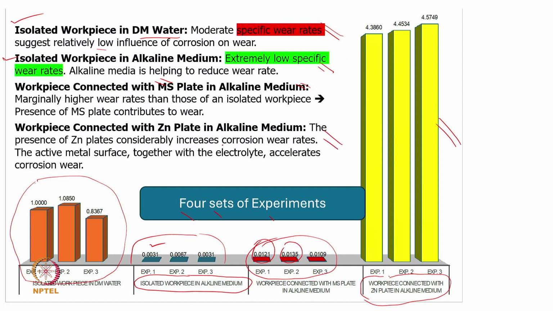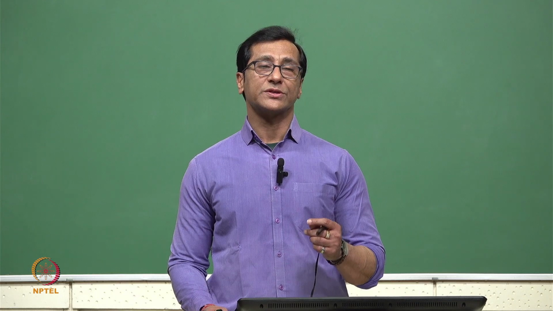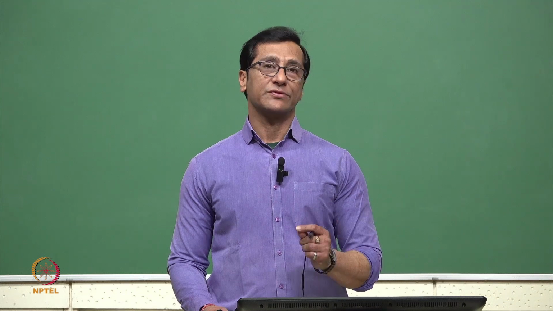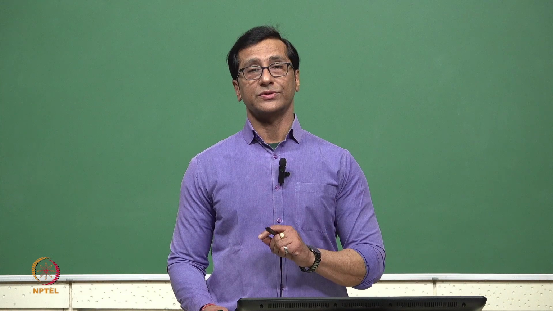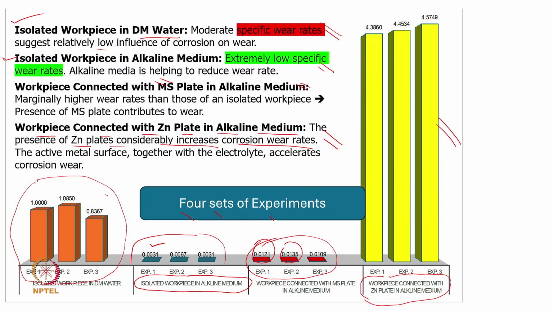In the presence of zinc, with a workpiece connected to a zinc plate in alkaline medium, the presence of the zinc plate considerably increases the corrosion wear rate. The reason is that there is an active surface coming into play, in the presence of electrolyte. There is an accelerated wear rate. By changing the material composition a little bit, the wear rate can change significantly, and that too because of corrosion. Again, not necessarily, since when you use plain mineral water, we are finding a higher wear rate.